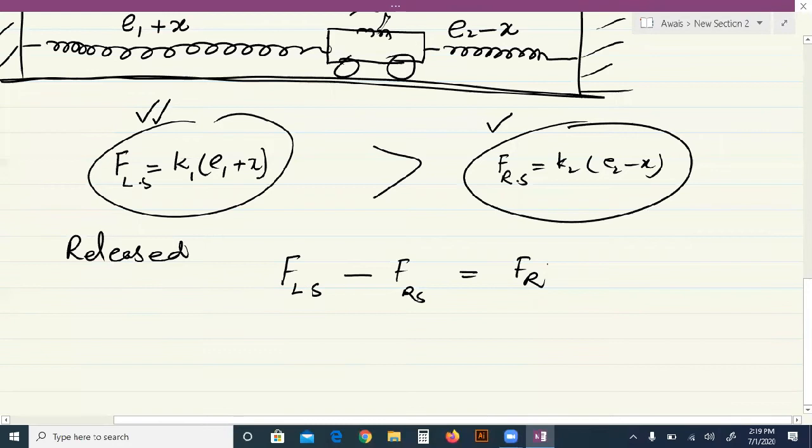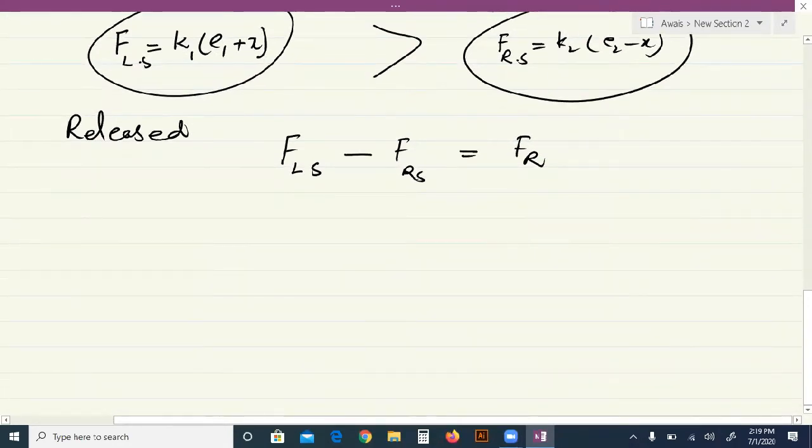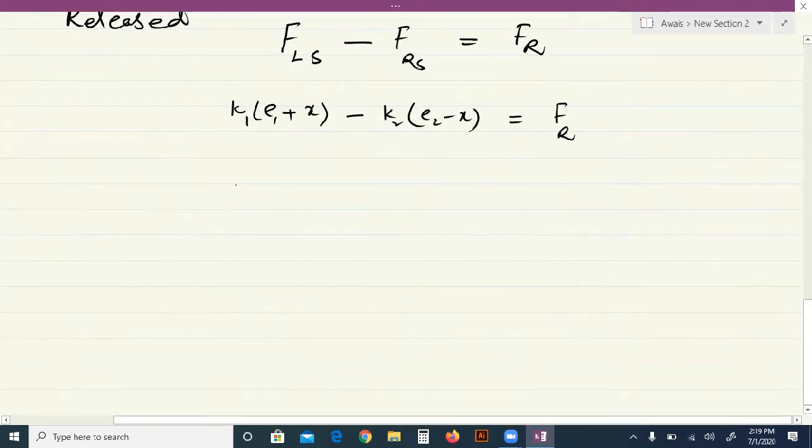तो दोनों साइडों की forces का जो difference होगा, that is the resultant force. So the left side is K1 (E1 plus X) minus right side K2 (E2 minus X). So this is FR.